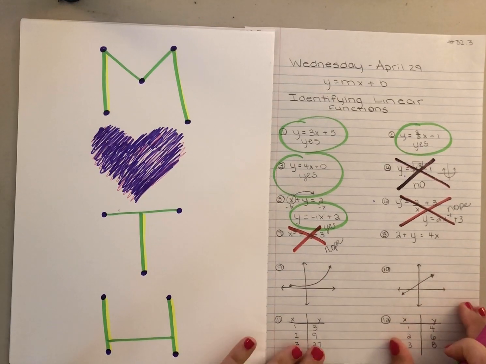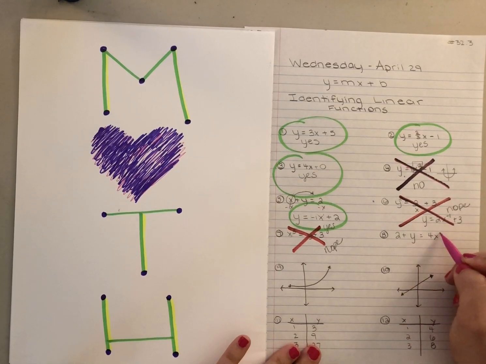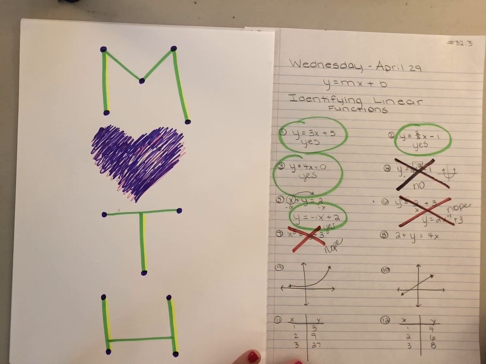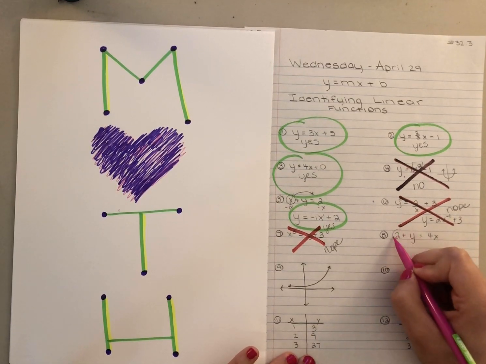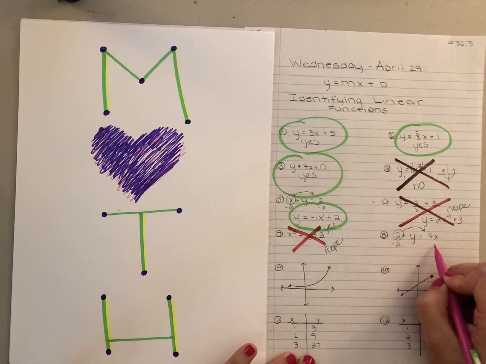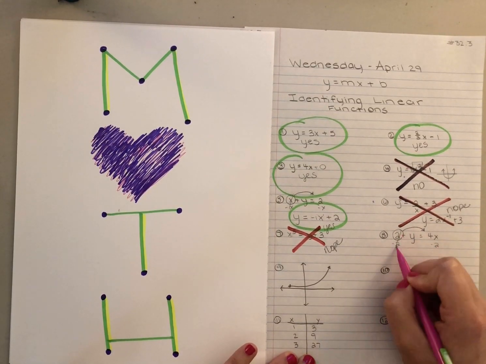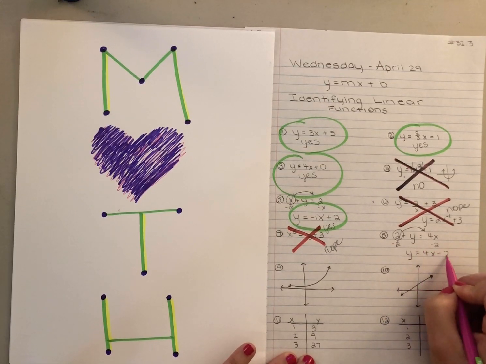All right, let's look at number 8. I have 2 plus y equals 4x. So the y isn't by itself, but good news is x is to the 1st power, so I can manipulate this. If I want y alone, I've got to get rid of the 2. So I'm going to take that 2, and I'm going to move it to the other side. We're just going to subtract it. These cancel. I have y equals 4x minus 2.